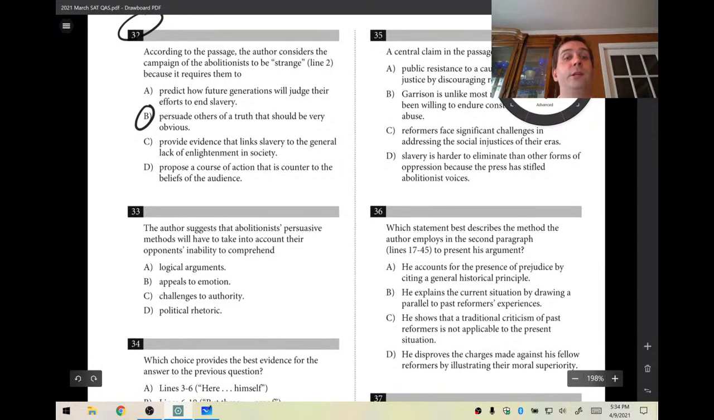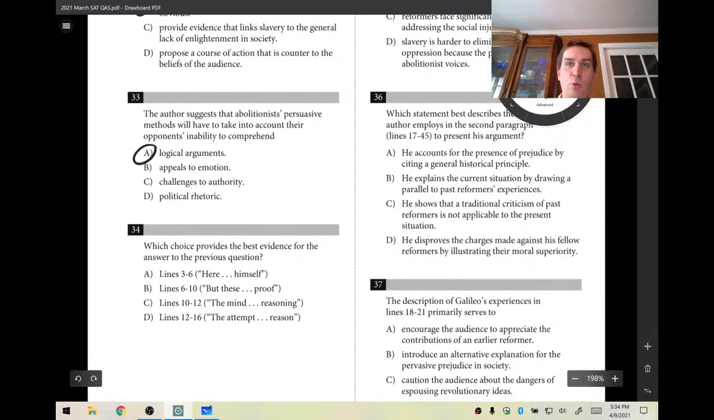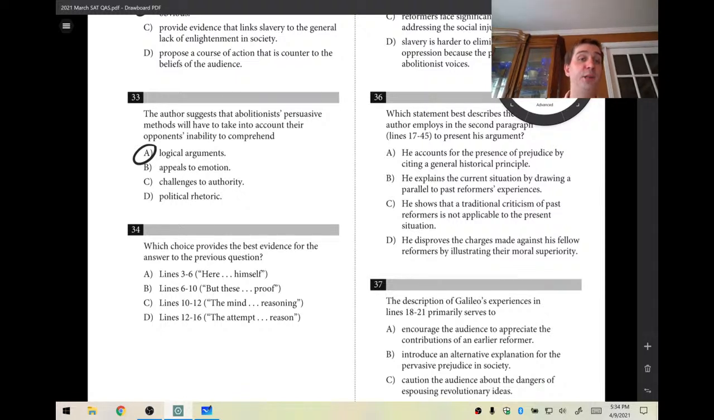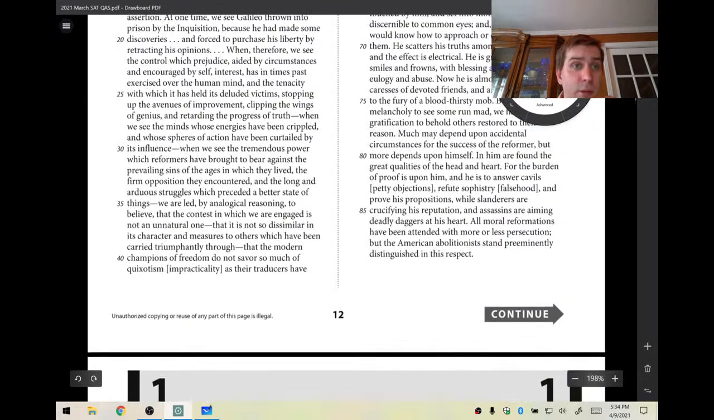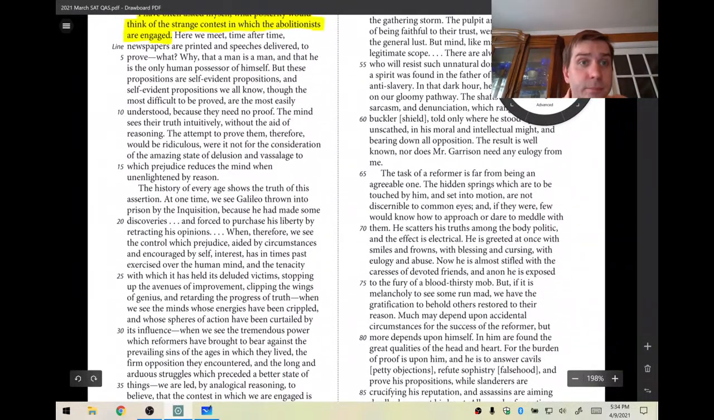33. The author suggests that abolitionists' persuasive methods will have to take into account their opponent's inability to comprehend logical arguments. And we have to find the evidence from the passage. Where does our author talk about how the opposition ignores logic completely? Happens here. Lines 12 to 16. I'm going to read those lines.